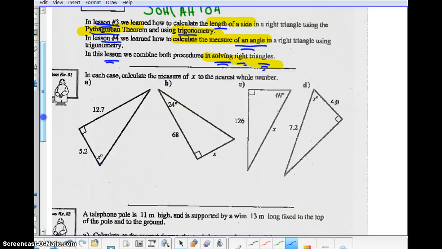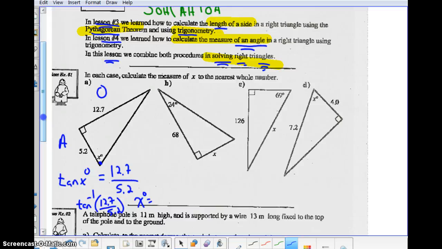Again, we're standing at x, so this is the opposite side, this is the adjacent. The equation to solve for the angle is tangent of x degrees is equal to 12.7 divided by 5.2. I type inverse tangent of 12.7 divided by 5.2, and therefore x is equal to, in this case, 68 degrees. And remember, nearest whole number, that's why we rounded it to that.